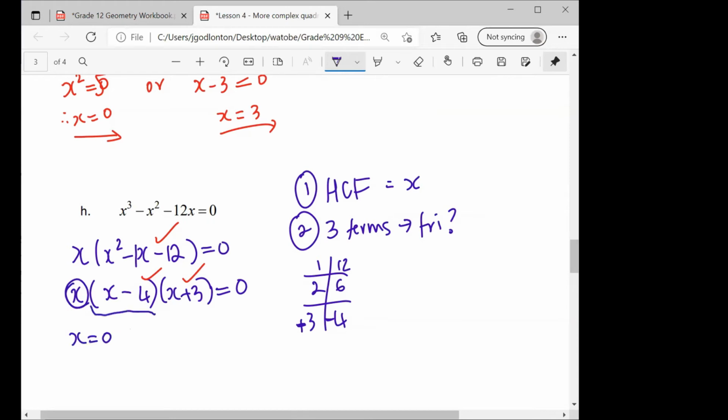Next step is this bracket, x minus 4 is equal to 0. Move that 4 over, so x would be 4. Then our last bracket, x plus 3 is equal to 0. So x would be equal to -3. And we get 3 answers for x.